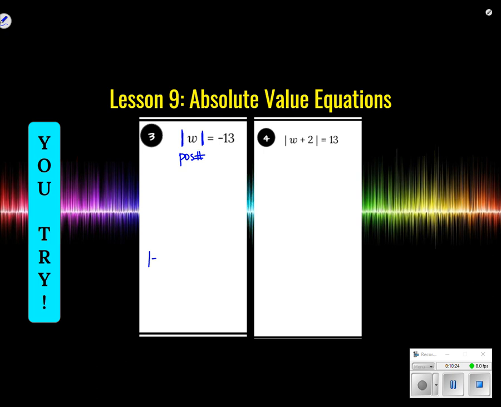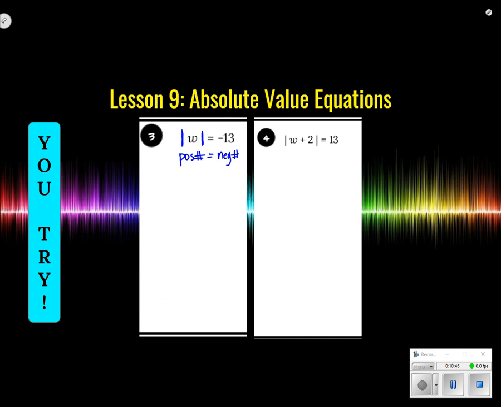What's the absolute value of negative 2? 2. What's the absolute value of positive 2? 2. There's no way for me to plug something inside a set of absolute values and have it give me a negative number back out. So this is asking the question, when does a positive number equal a negative number? It never does. So that's where we say no solution.